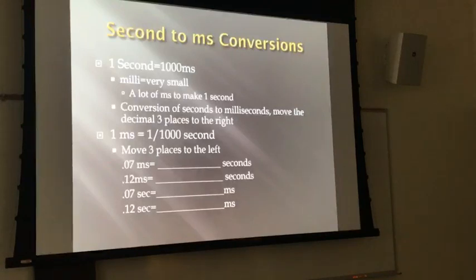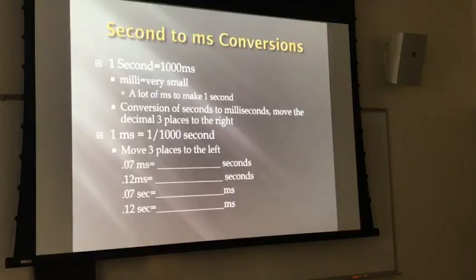If you're going from seconds to milliseconds, on the other hand, say you have 0.07 seconds, what's your millisecond equivalent going to be? It's going to be bigger. That's the mistake you're going to have a tendency to make on the test: flipping those around. Going from milliseconds to seconds, the number gets smaller.